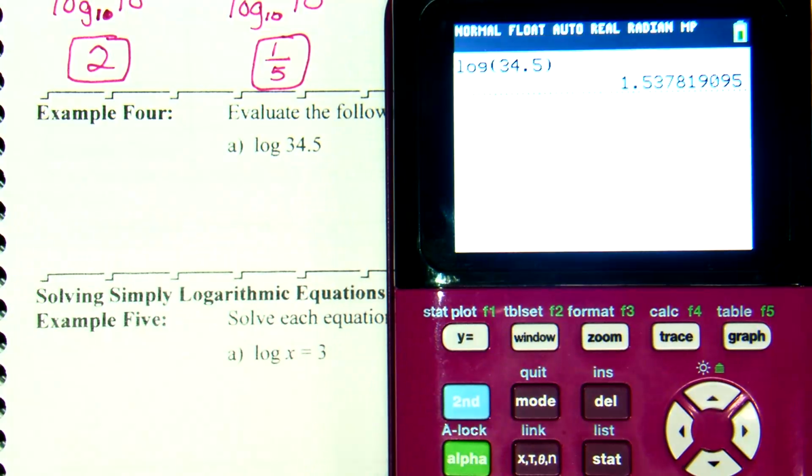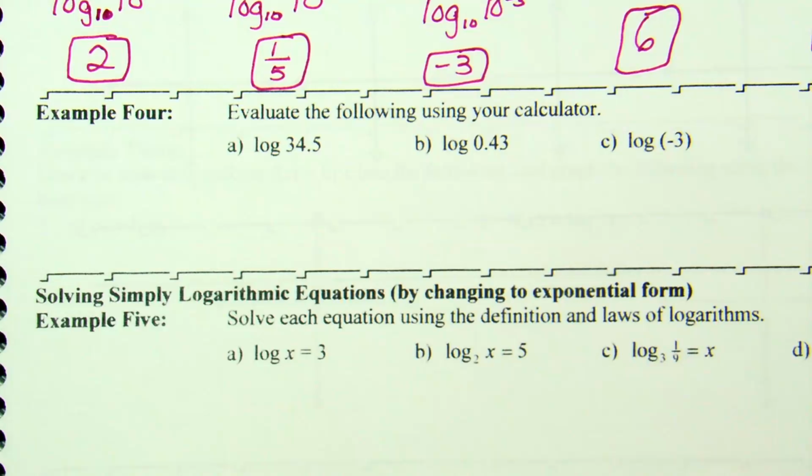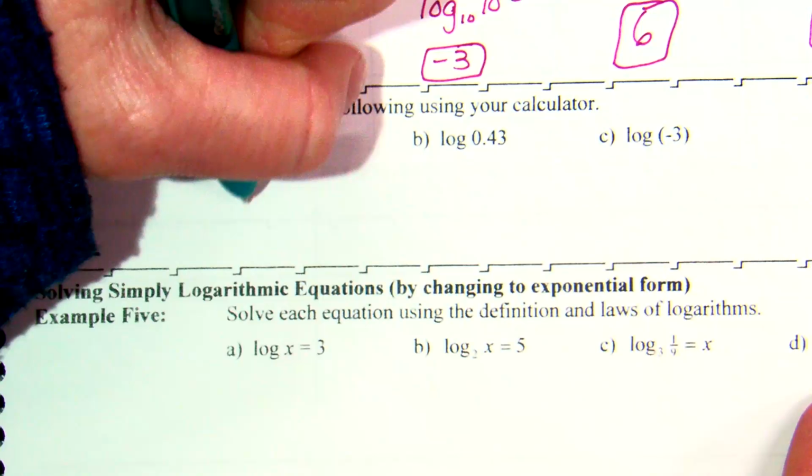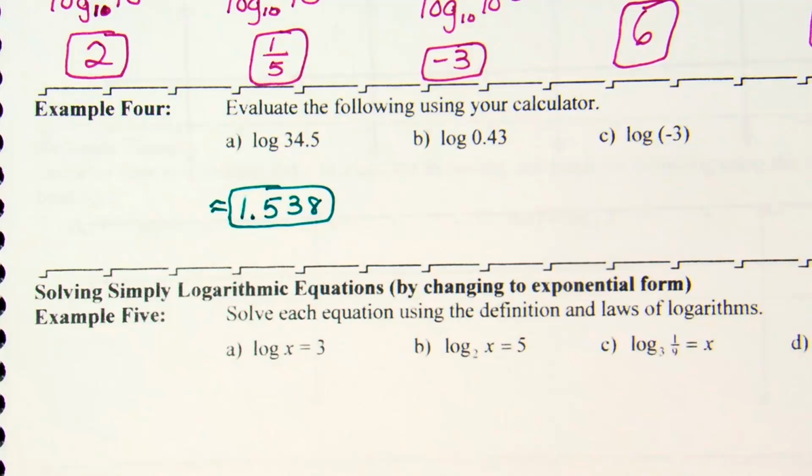So, 3 decimal places. 1.538 is the approximation. It is an approximation. It's rounded. Okay, notice that is the log of a number bigger than 1, and it is a positive number, yes?